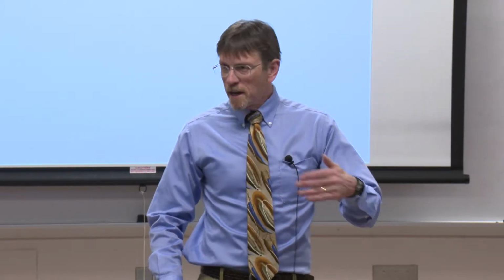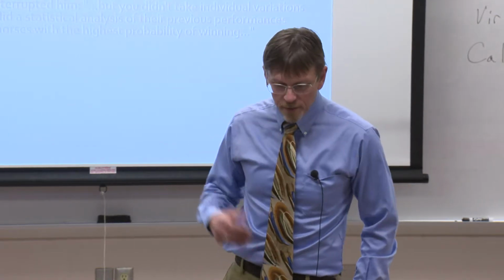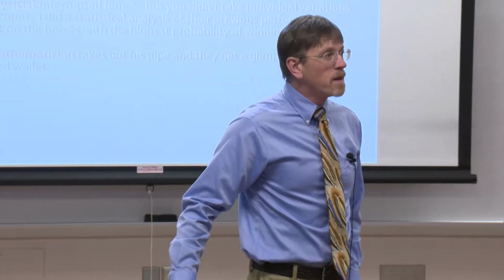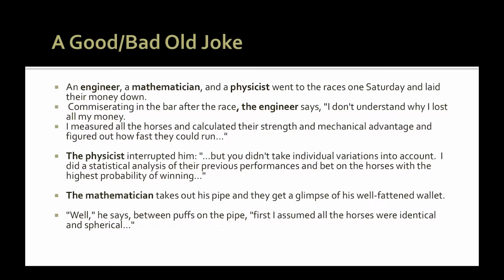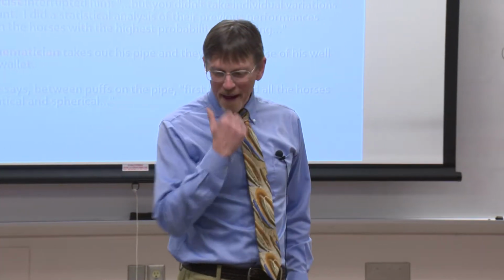So it's now time for a bad joke. An engineer, a mathematician, and a physicist go to the races. After the race, the engineer can't understand why he lost all the money, because he measured the horses, he had their strengths, and all the mechanical things that engineers do. The physicist interrupts and says, yeah, but you didn't look at the individual variations and all that kind of stuff, so I bet probabilistically on the ones that would do better. And then the mathematician sits there with a big smirk on his face and a fat wallet. And he says, well, first I assumed all the horses were identical and spherical. And he went from there. There's many versions of that joke, right? But yeah, math can be very powerful.